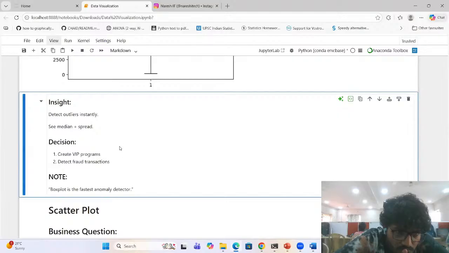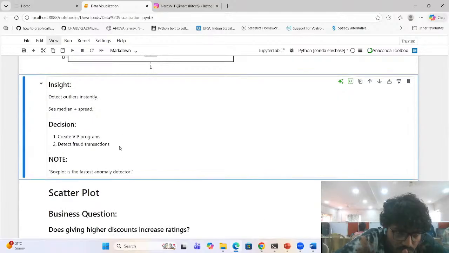See the median and also the spread. Decision: by looking at the box plot, you can create a VIP program if you see any outlier or if you see any extremely high spenders.